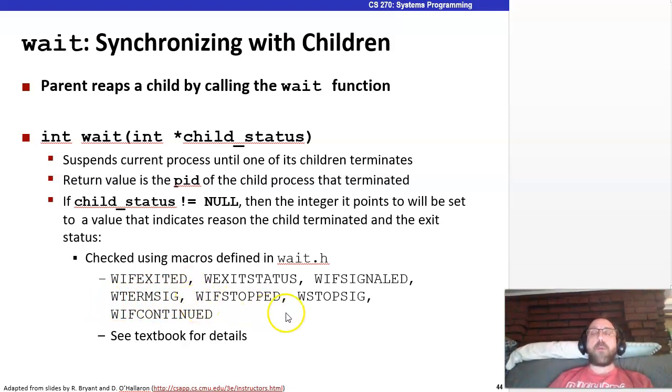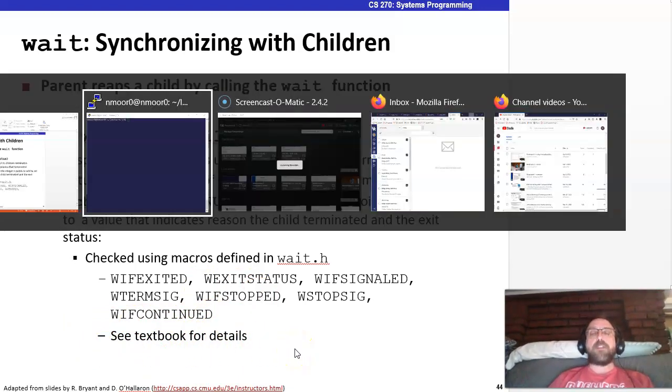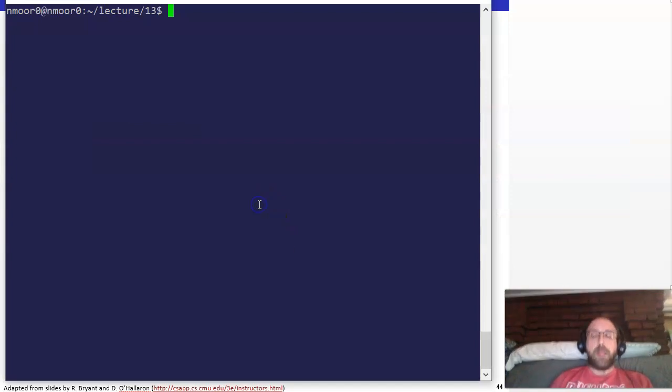Also, a process can be stopped. For example, if we press Control Z when we're running a program to put it into the background, or rather to suspend it, it is stopped until we either bring it back to the foreground or put it in the background. WSTOPSIG tells which signal caused it to stop, and WIFCONTINUED is for when you continue a process that has been stopped. So you can see more about what these mean either in the textbook or in the best place to look for information about functions, the manual page.